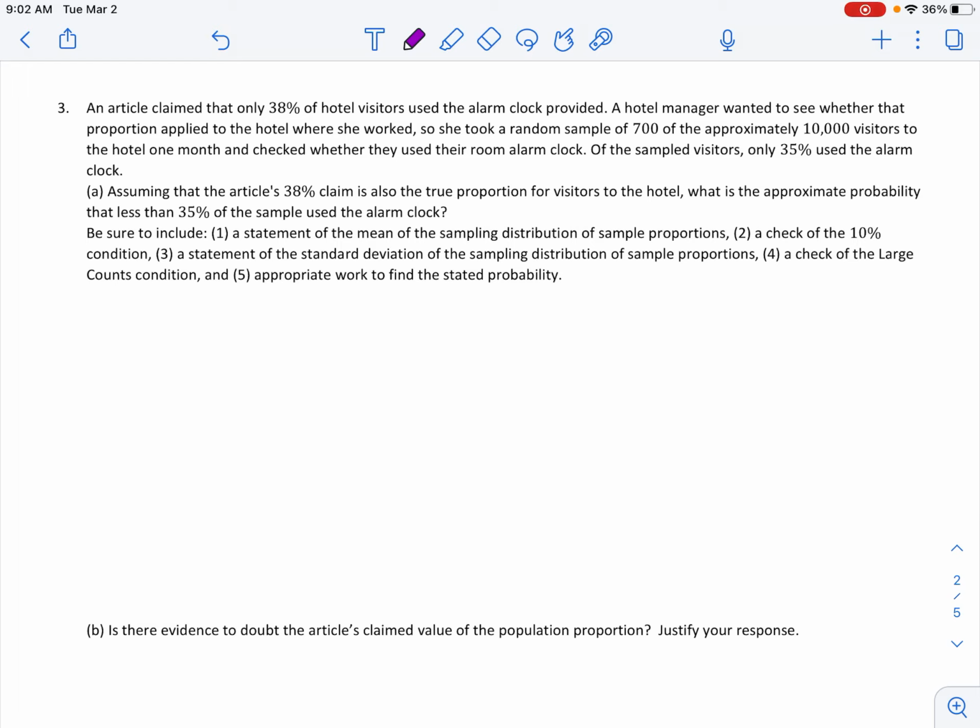So assume that the claim is true. The 0.38 is the true proportion. So I'm just going to jot myself a note: p then is 0.38. What is the approximate probability that less than 35% of the sample used the alarm clock? So I'm finding the probability that my sample proportion is less than 0.35.